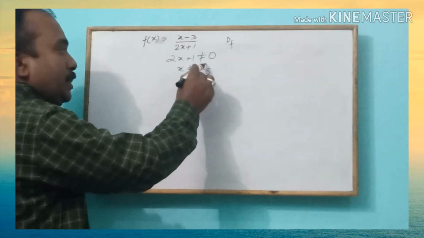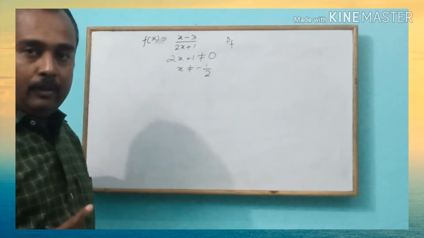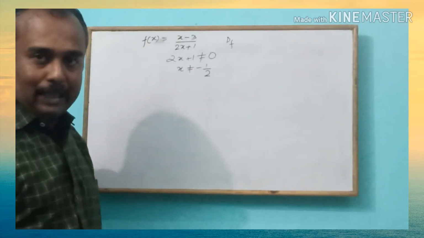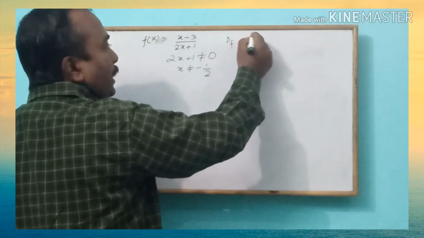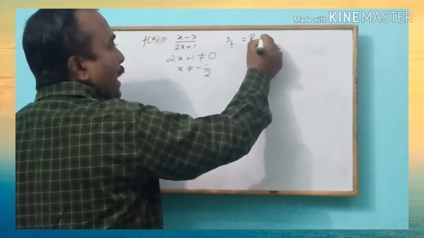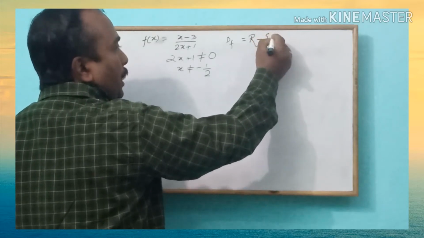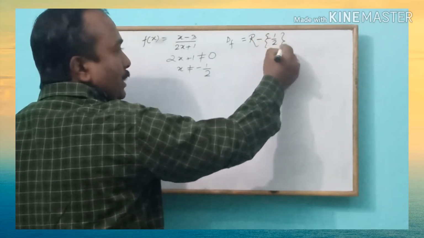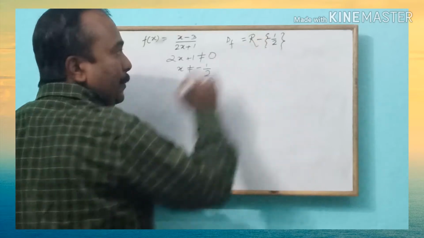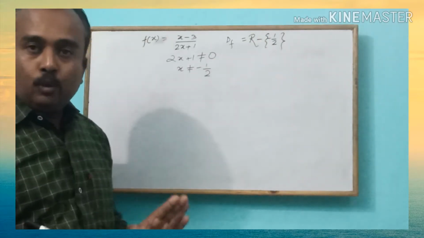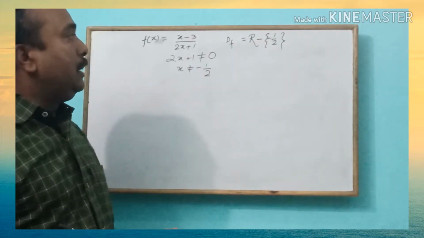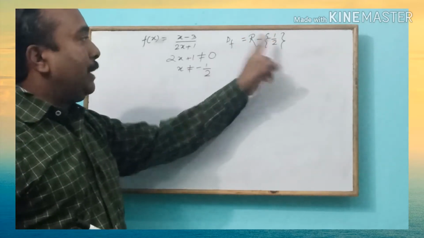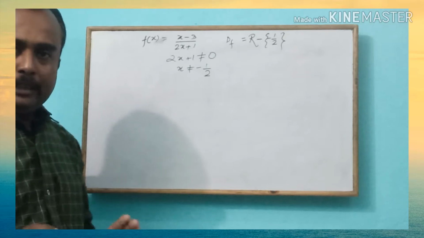So except -1/2, we can put any value of x from the real numbers. So the domain of f should be all real numbers except the number -1/2. That's why, with except, we are putting minus. So we have got the domain. The domain of f is the real numbers with -1/2 deleted. I think it is clear.